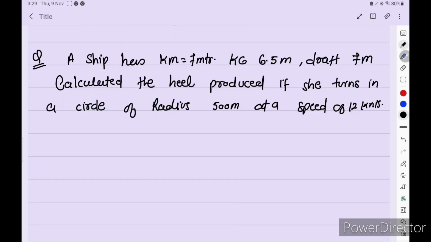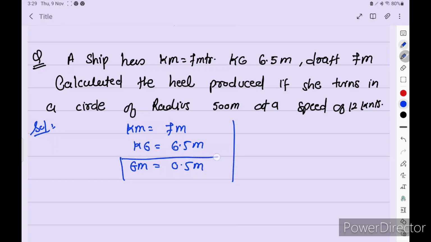Next question. A ship has KM 7 meters, KG 6.5 meter, draft 7 meter. Calculate the heel produced if she is turned in a circle of radius 500 meter at a speed of 12 knots. So KM 7 meter, KG 6.5 meter, so GM is equal to 0.5 meter. Radius is given 500 meter, speed 12 knots.